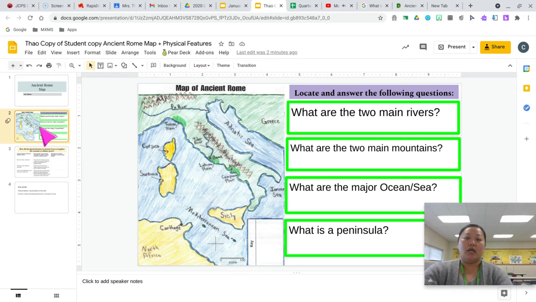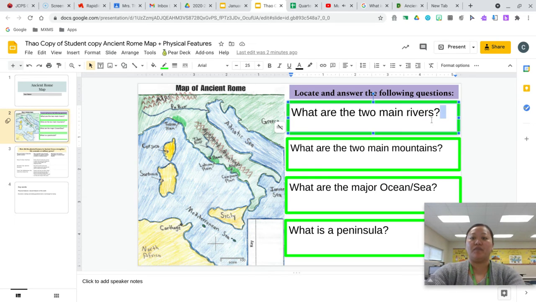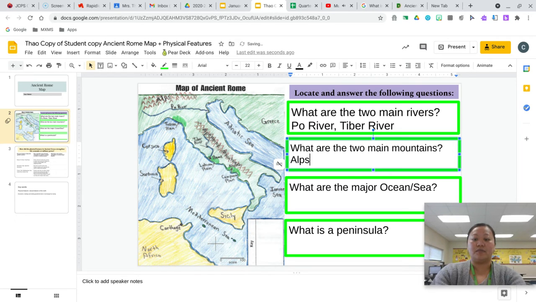So for slide 2, what are the two main rivers? You should be able to identify there is the Po River here, Po River. And then you have the Tiber River, which runs alongside the Apennines Mountains. Tiber River. What are the two main mountains? It would be the Alps and Apennines Mountains.